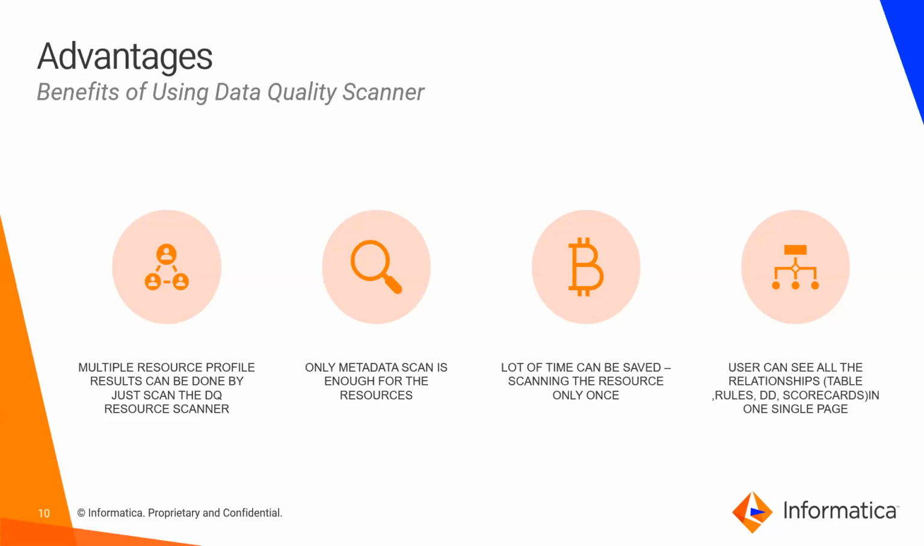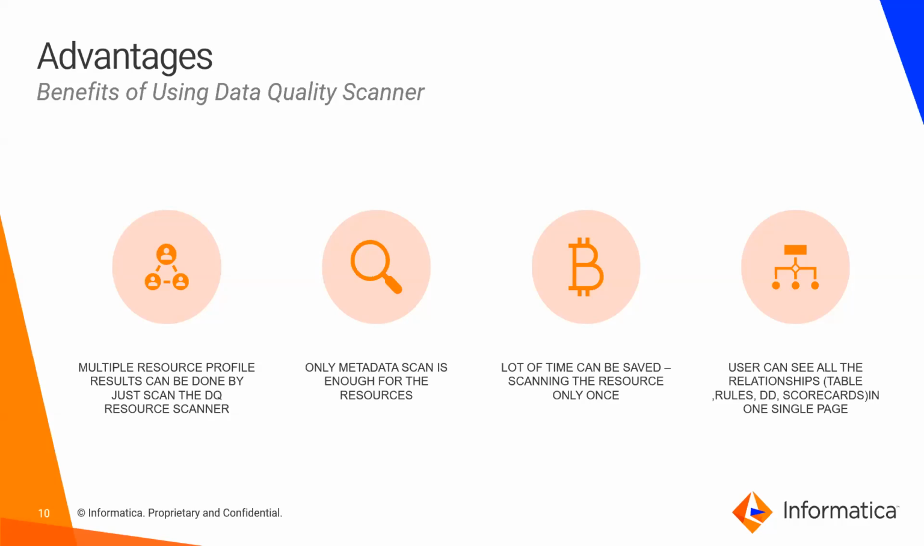Another one is that only the metadata scan is enough. As I mentioned, only the metadata extraction has to happen before we start the DQ scanner, so a lot of time can be reduced during the scanning itself. The third one is the same thing: a lot of time can be saved because we are going to scan the results only once for the multiple schemas or tables. You are going to run only one scanner, that is the DQ scanner, so there is no need to run any of the resources one by one, or by periodic scheduling or queuing. Just running the DQ scanner is enough so that it gets all the results.